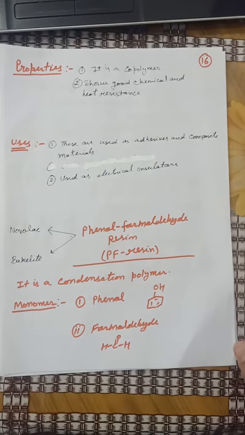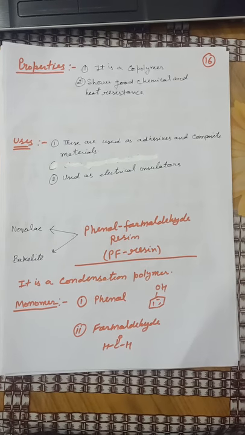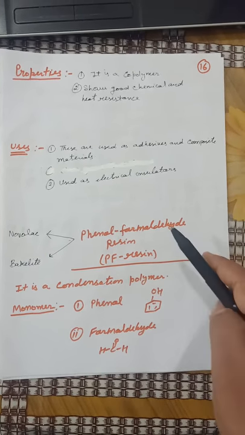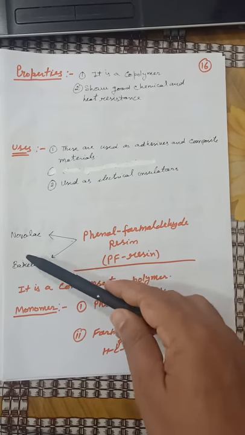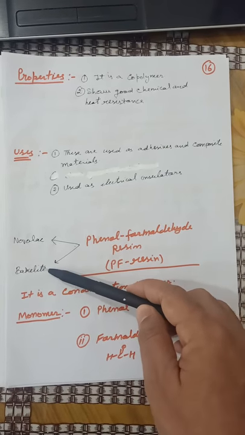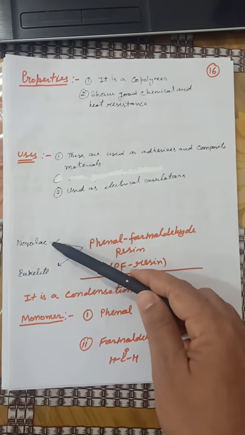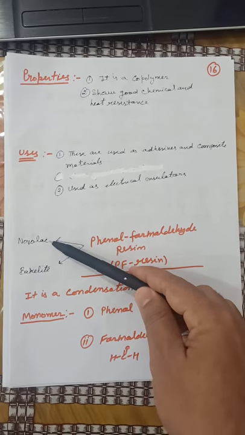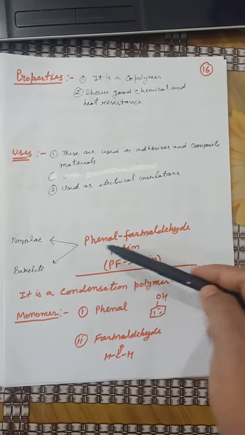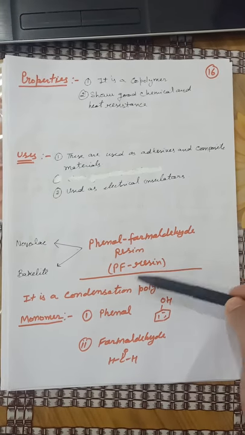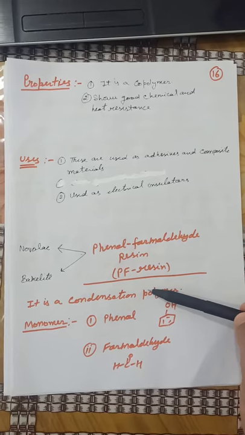Now the next polymer is phenol formaldehyde resin, also called PF resin. There are two types of this resin, one is novolac, another is bakelite. When we study the synthesis of bakelite, first novolac is formed and that novolac is converted into bakelite. This resin is an example of a condensation polymer.